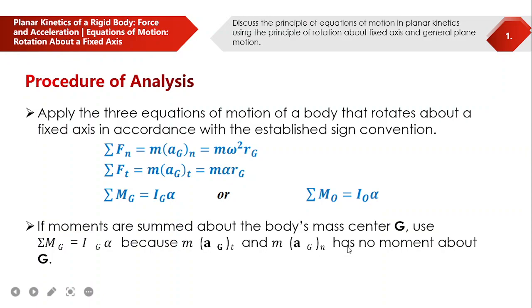Okay. If moments are summed about the body's mass center G, use the summation of moments at point G is equal to I sub G times alpha, because m times a sub G sub t and m times a sub G sub n have no moment at point G. So if you want it that way, no problem. You take point G, the mass center, so that no moment is caused by the tangential and the normal components. We eliminate the tangential and the normal, and the only moment causing rotation is I sub G times alpha. And we can already solve this one. Okay?